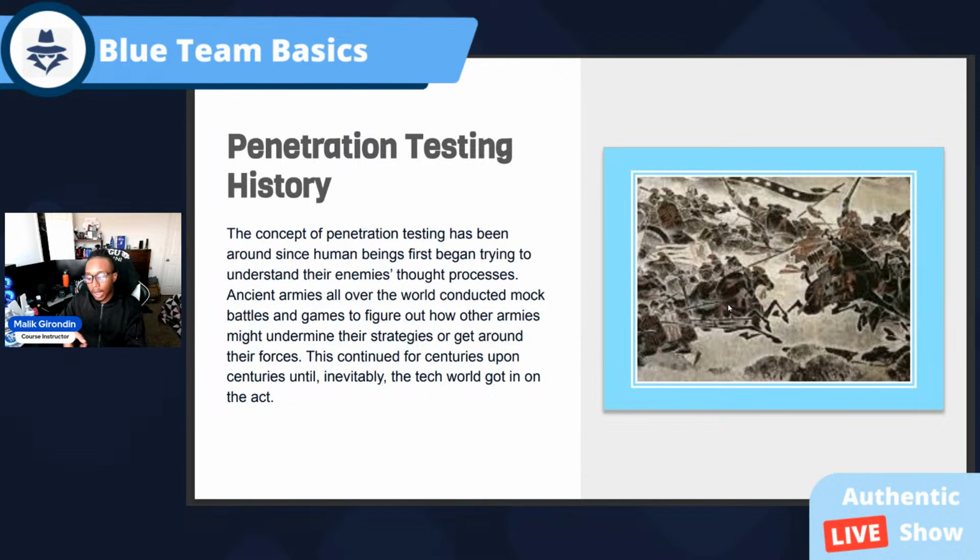All right, let me switch this class. No, I'm going to take the suppressor off. Let me put long barrel on that. No, let me put on a fast hand real quick. I got to make sure. Mock battles and games.